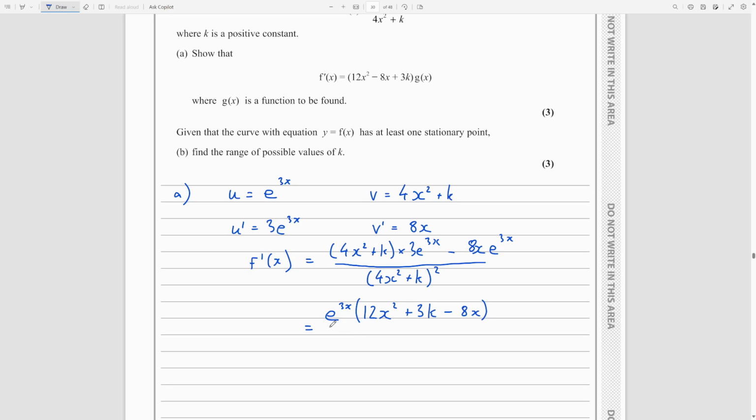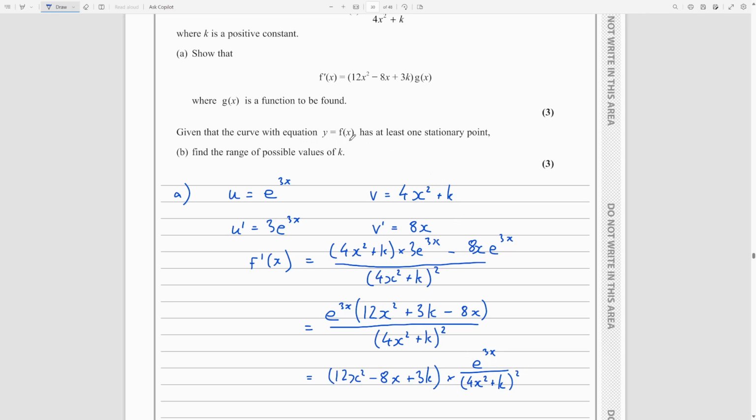All of that over 4x squared plus k all squared. So, do we have it in the form they want? Yes, because it's 12x squared minus 8x plus 3k times g of x, and g of x is just all that's left. So I can just write it out exactly as they've got it, 12x squared minus 8x plus 3k multiplied by e to the 3x over 4x squared plus k all squared. So there's that bit, and there's the g of x.